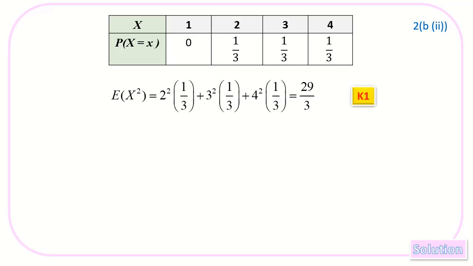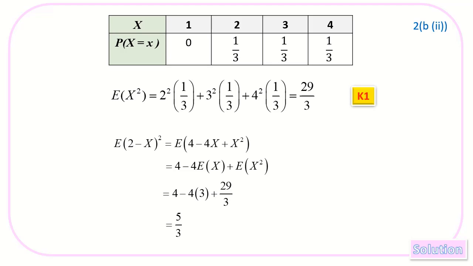For Question 2B2, we give a K1 for the evaluation of E(X squared) here, and then we proceed with the expected value of (2 minus X) squared. First of all, we expand (2 minus X) squared, and then we apply the property. So we have 4 minus 4E(X) plus E(X squared). We give you a K1 here, and then we substitute the corresponding values for E(X) and E(X squared). We give you another K1, and the final answer is J1.